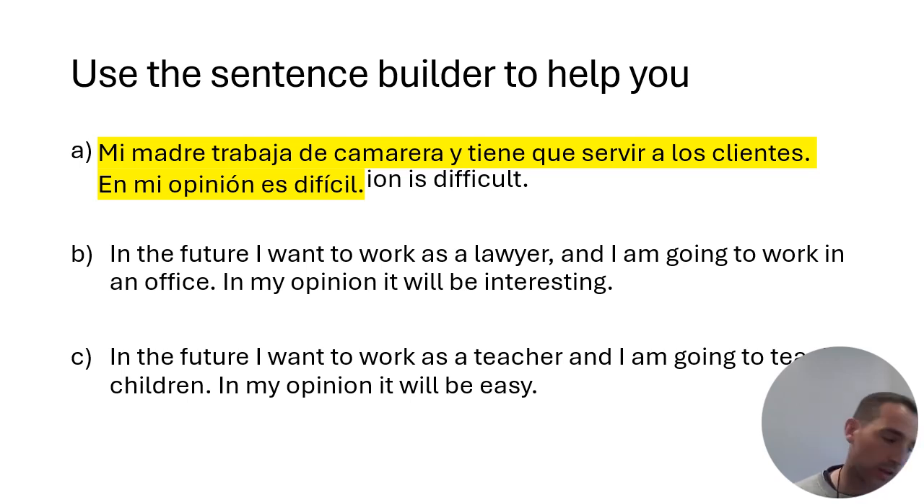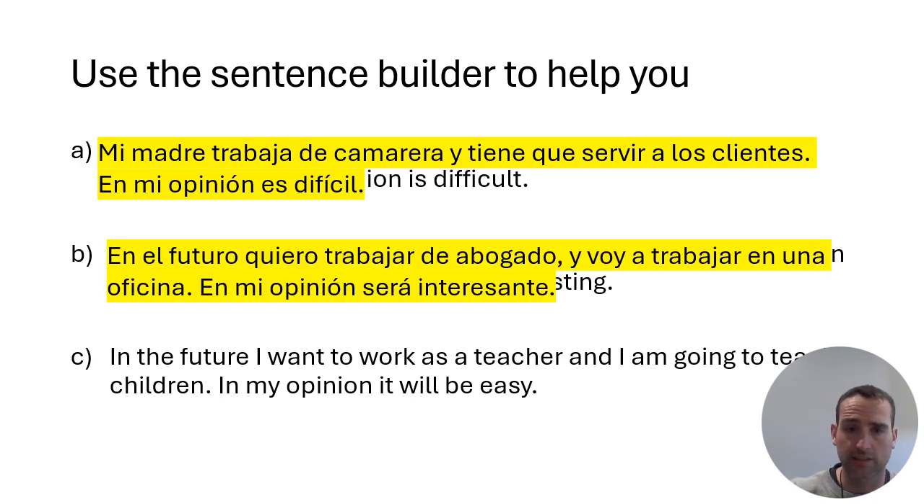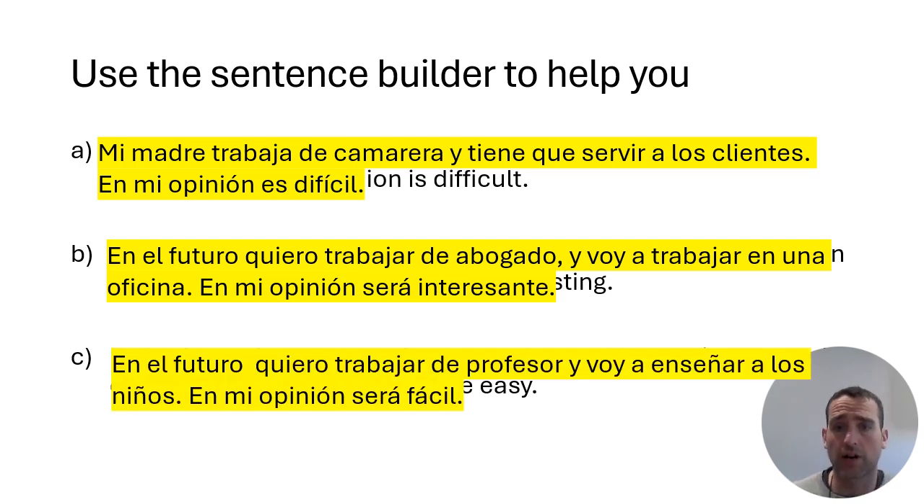Okay? Now, if I ask you about yourself, you should have, for the other 2 sentences, en el futuro quiero trabajar de abogado y voy a trabajar en una oficina. En mi opinión será interesante. And en el futuro quiero trabajar de profesor y voy a enseñar a los niños. En mi opinión será fácil. You can see clearly the idea is to have 3 ideas for the job. Now I'm going to ask you to make your own ones.